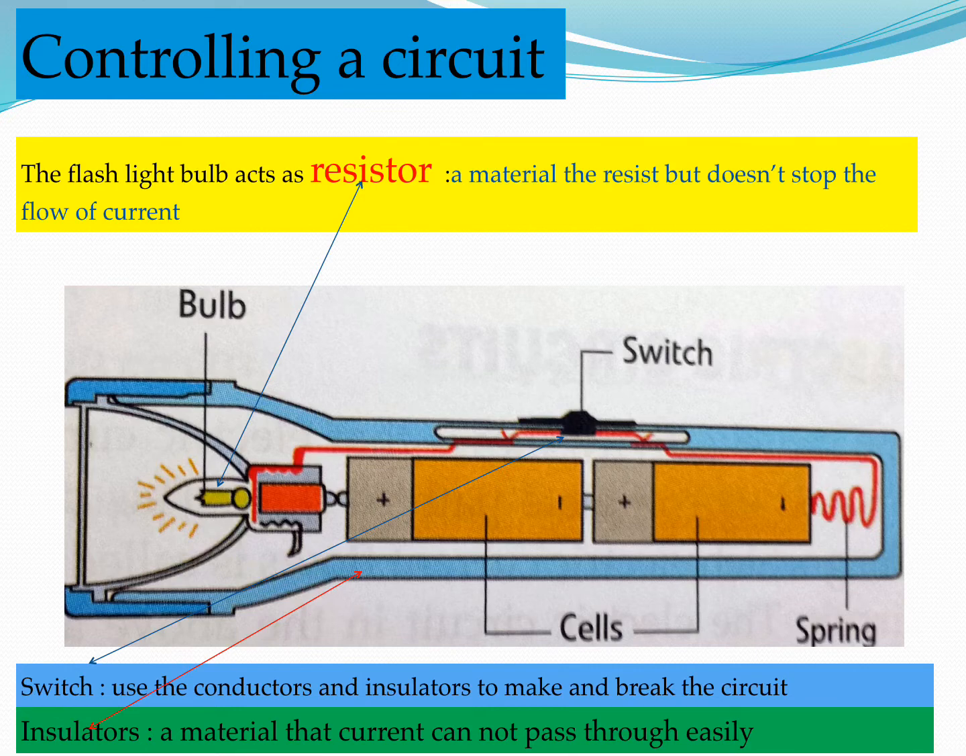Another part of a circuit is a resistor. What is a resistor? A resistor is a material that resists but does not stop the flow of the current. A light bulb is a resistor. A flashlight bulb contains a tiny coil of metal. This coil is a resistor.